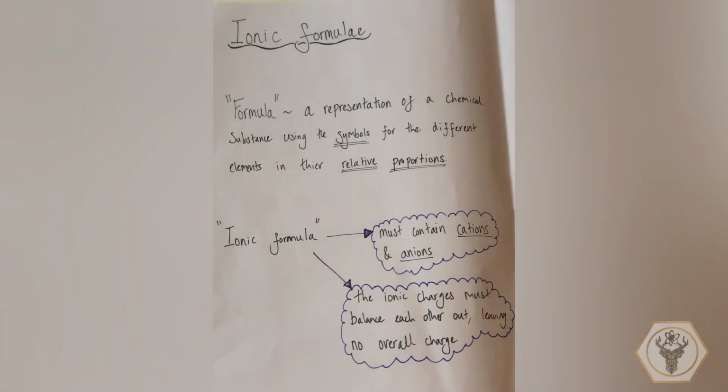This video is going to focus on how to determine an ionic formula. So the first thing to do is, what is the meaning of the term formula? Now, probably the best way to imagine this is to think if someone asked you, what is the formula of water? Instantly, you probably reply H2O.